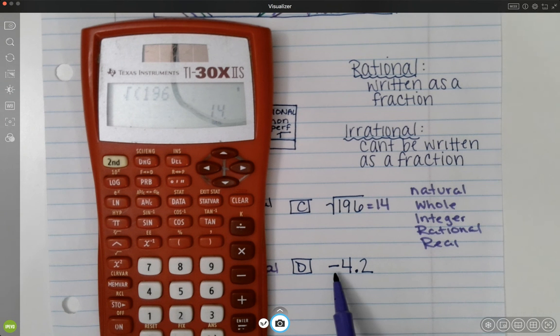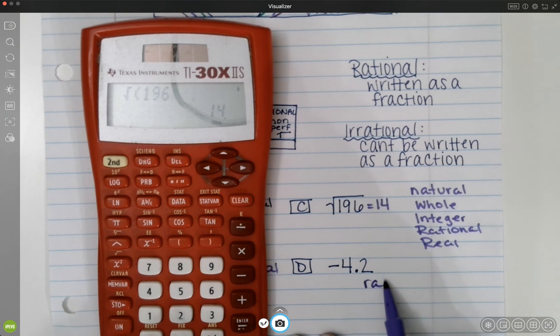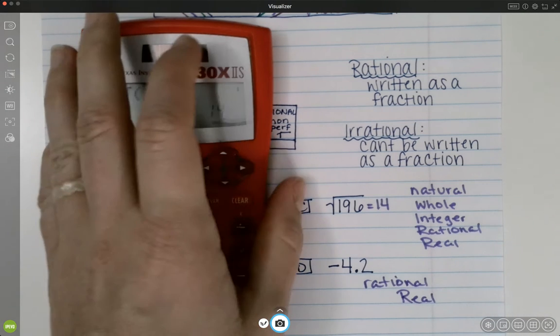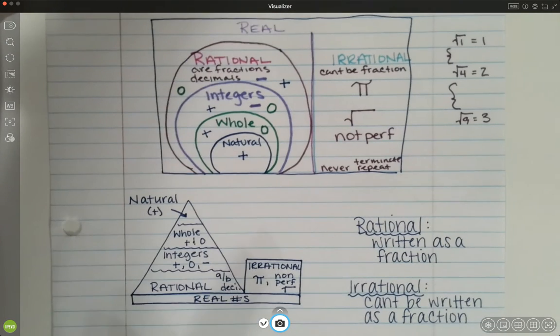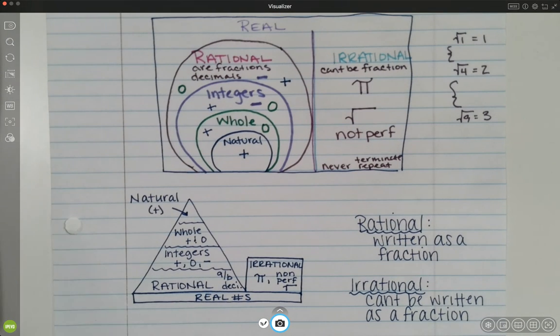And then here again, while I have a negative and you would think integer, this decimal automatically puts it at rational and real. If at any point you need to rewind this video and rewatch, or to copy down one or both of these charts to assist you, please make sure you do so.